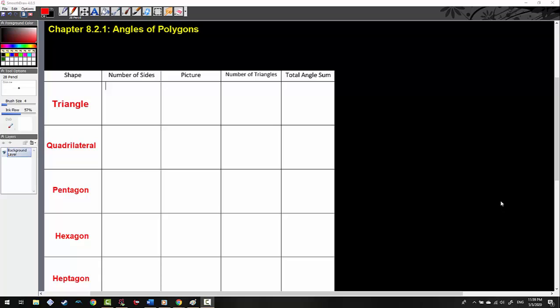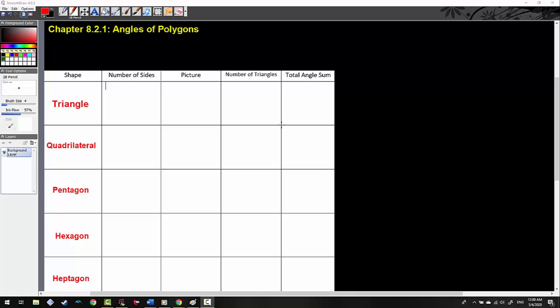Before we begin, if you could do me a favor, hit the pause button and copy down this table exactly as you see it, with the shape, number of sides, picture, number of triangles, and total angle sum. I think the last two columns are probably not going to make a whole lot of sense for now, but as we go through the examples, it'll start to make more sense.